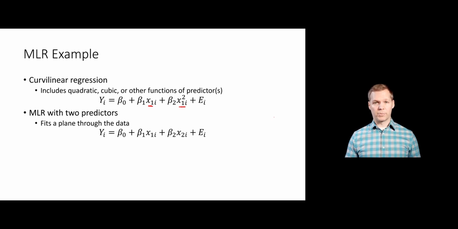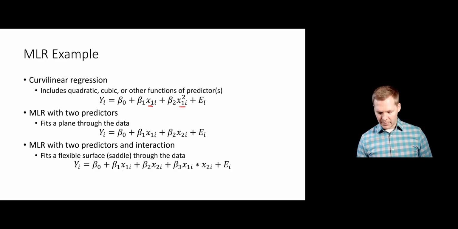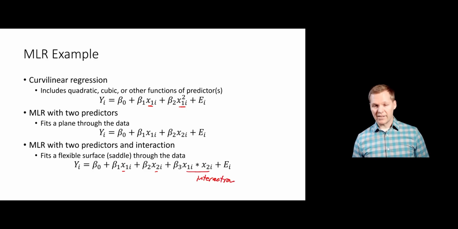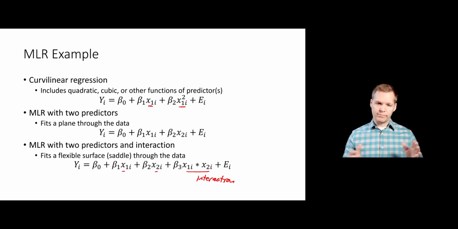You can also include multiple predictors as well, so I can have x1 and x2 in my model. And what this does is it tries to fit the best plane through our data. And we can include things like two predictors and an interaction. So here I have my x1, my x2, and then I have an interaction term between the two. And this just allows the surface that I'm fitting between my points to be more malleable. It can change a little bit more. And really what we're trying to do here is fit a saddle through the data.